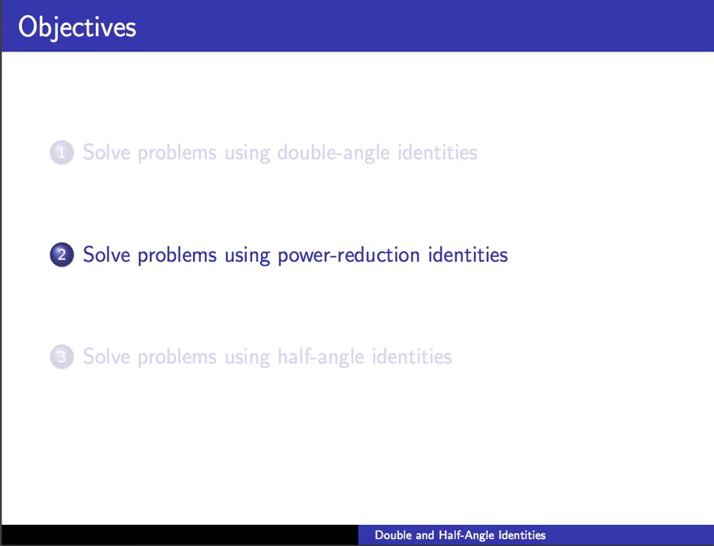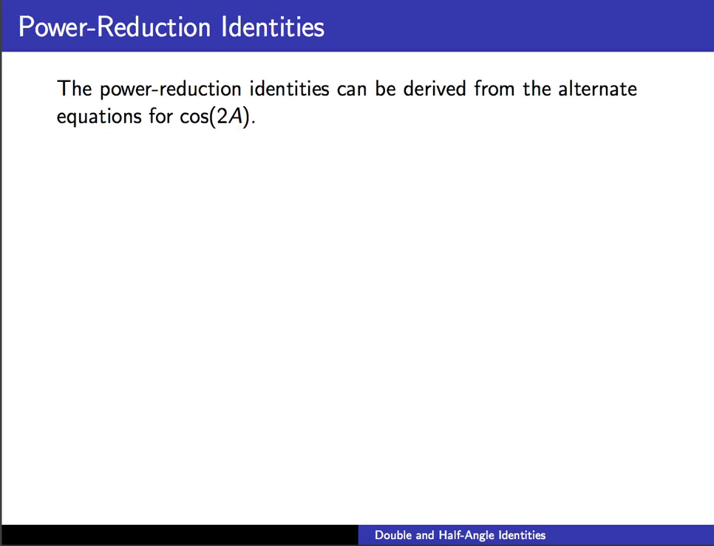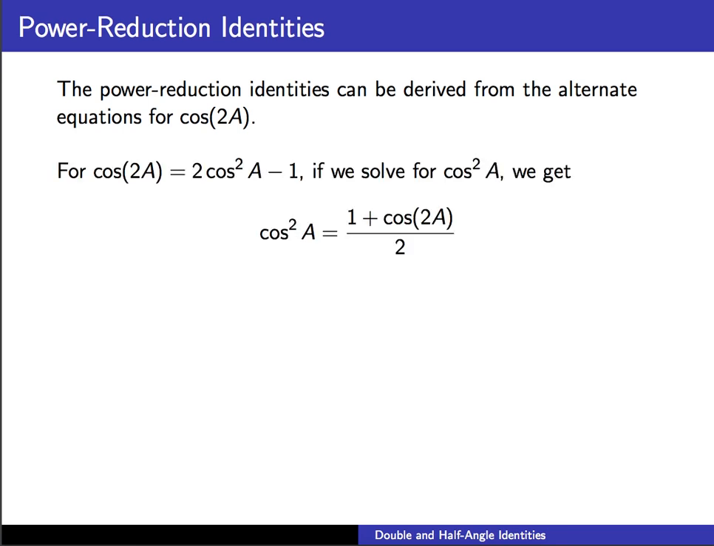In this video, we're going to take a look at solving problems using what are known as power reduction identities. The power reduction identities can be derived from the alternate equations for cosine of 2a, or 2 theta, or whatever your angle is named. We took a look at, in the first video, where cosine of 2a equals cosine squared a minus sine squared a. We have two alternate versions of that using Pythagorean identities.